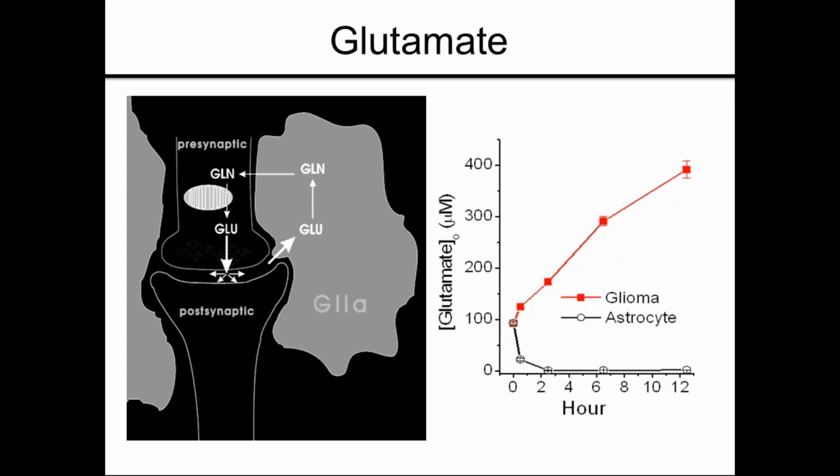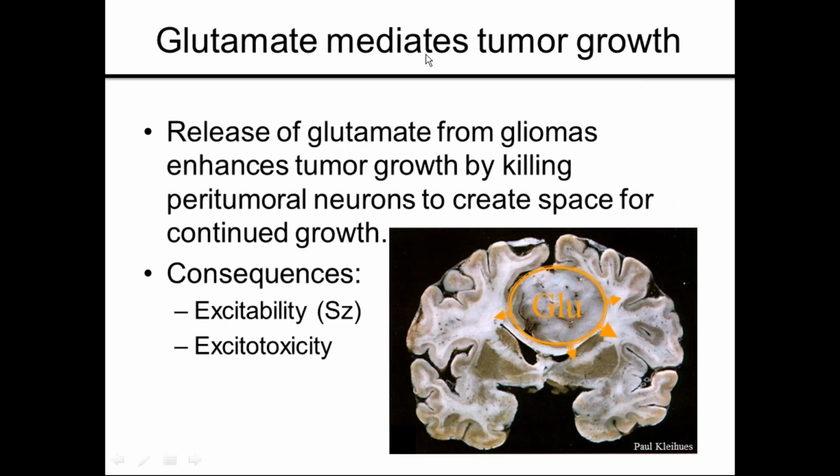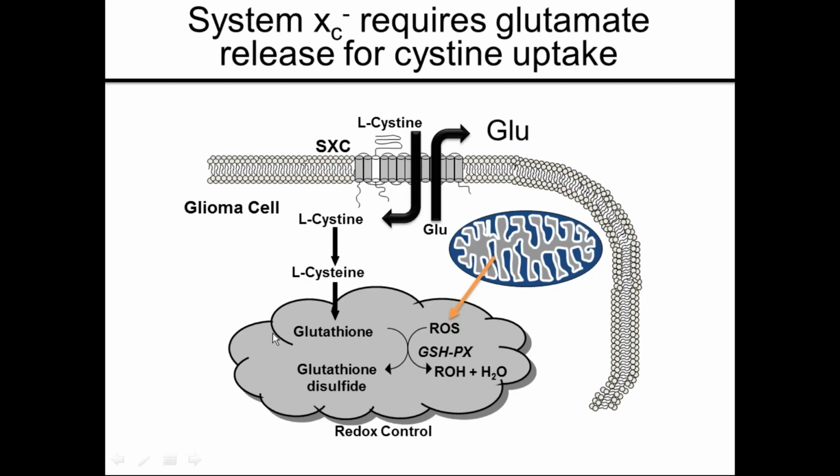And the astrocytes are supposed to suck it up. So keep it well controlled. But what Harry was able to show is glioma cells didn't suck it up, they spit it out. They made a lot of glutamate, put it out into the space surrounding the normal brain. And so his hypothesis was that glutamate-mediated tumor growth, that the gliomas released this to kill neurons surrounding the tumor so that it could grow, and it would cause excitability, meaning seizures, and excitotoxicity, meaning neuronal death. And they actually understood the mechanism by which that happened.